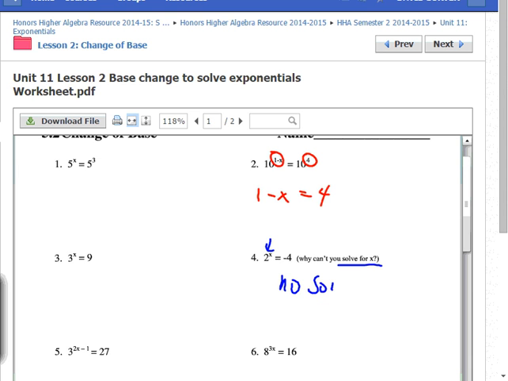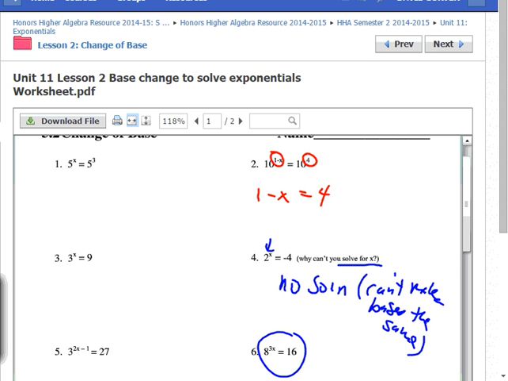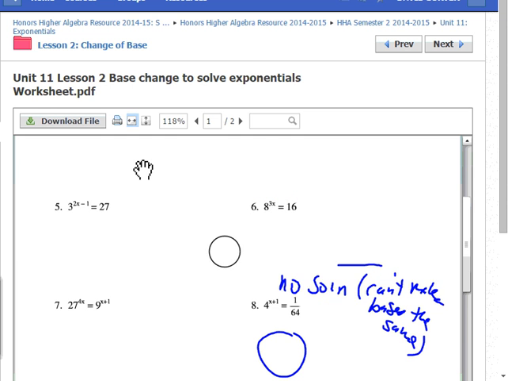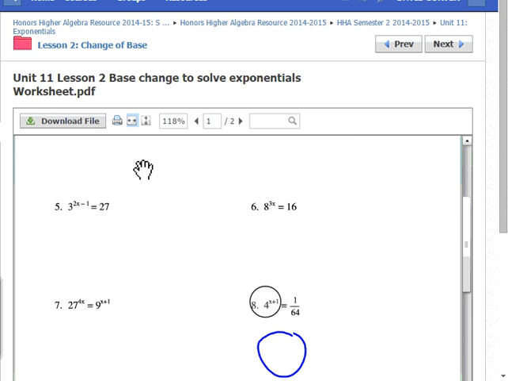And I hope you can't make bases the same. Okay, number 6. 8 to the 3x equals 16. Okay, so first thought, I would really like to make both of those into having a base of 8. No, because 8 to the something isn't 16, at least not nicely. So I better make them both have a base of 2.